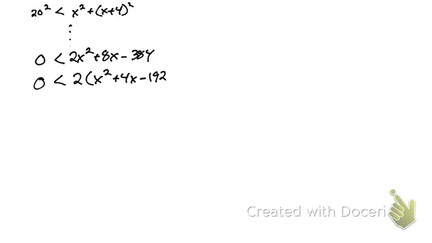Well, since we have that x squared plus 4x minus 192, what you need to do is factor it. You need to factor it into a binomial times a binomial. The one method I do to factor it, so we're just going to talk about this part.